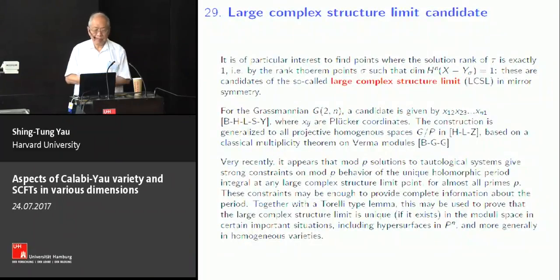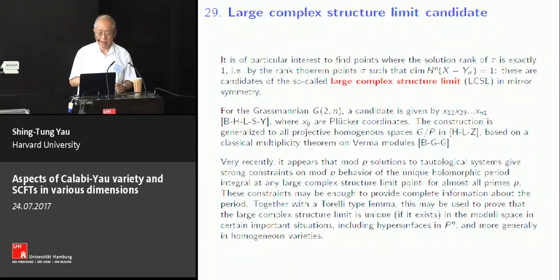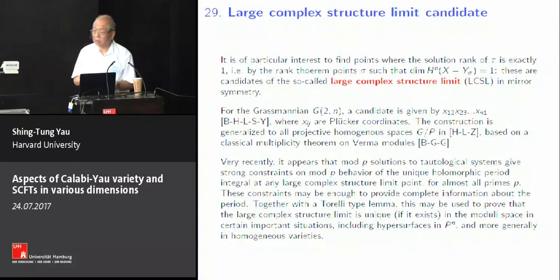So this formula is interesting when the Sorotan rank of tau is exactly 1, because that is related to the large complex structure limit, which is interesting for linear geometry. So in that case, we know there should be 1 regular Sorotan. This does not imply it must be the large complex structure limit, but it's a necessary condition. And so we can use this as a criterion to look into that.